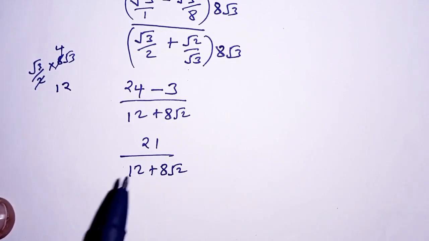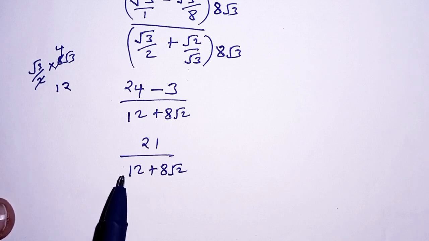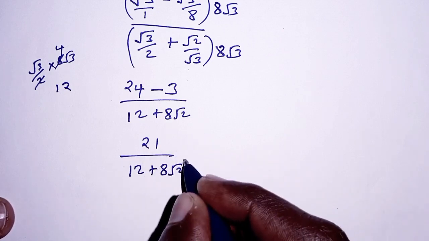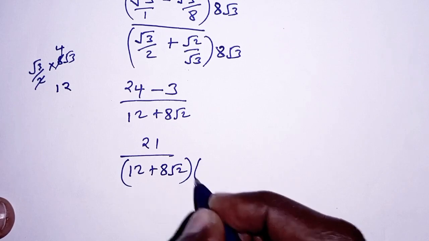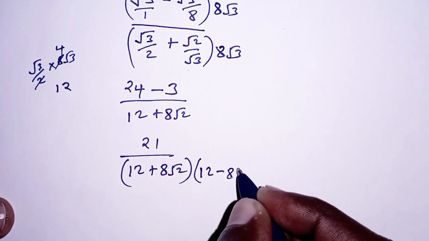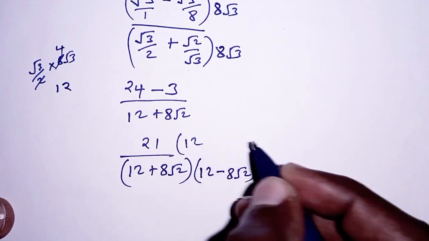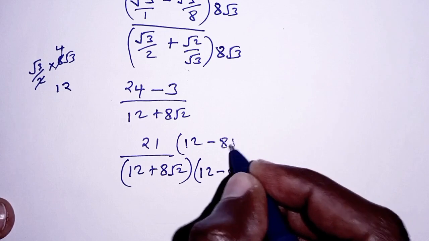At this stage, we can now simplify by rationalizing the denominator, and therefore we're going to multiply the denominator by its conjugate, that is 12 minus 8 root 2, and then the numerator also by 12 minus 8 root 2.